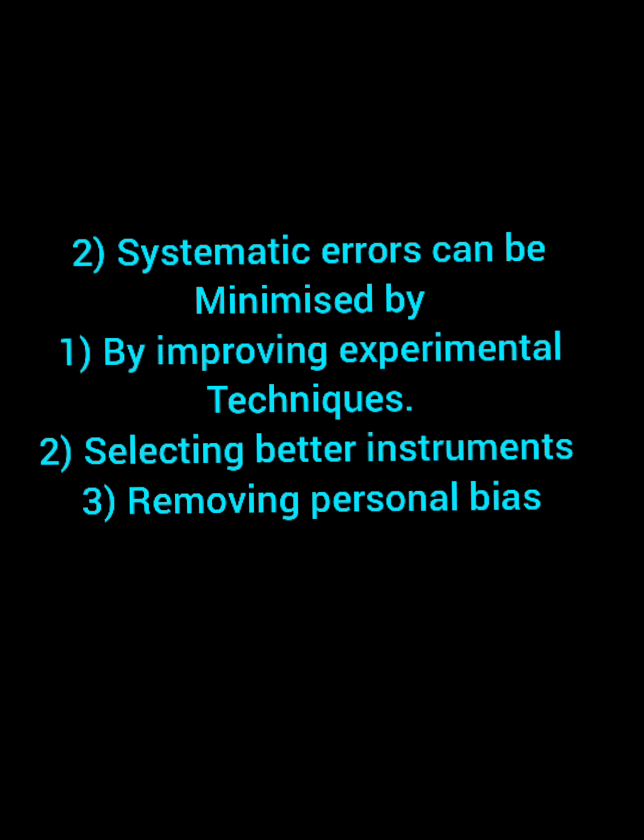Systematic errors can be minimized by improving experimental techniques, selecting better or suitable instruments, and removing personal bias. Therefore, these are the 3 techniques by which systematic errors can be minimized.